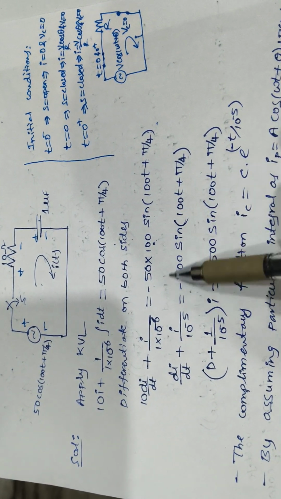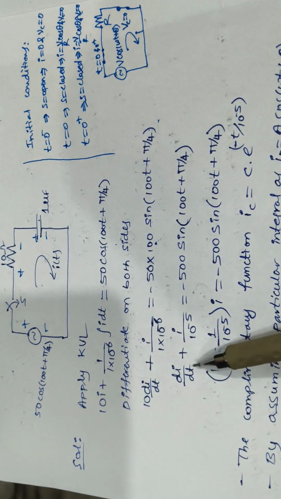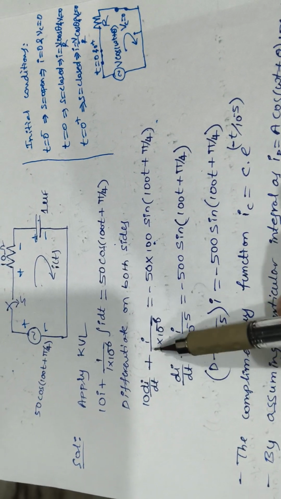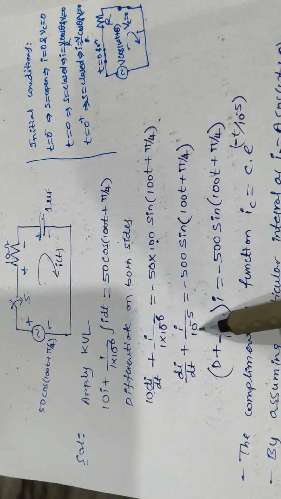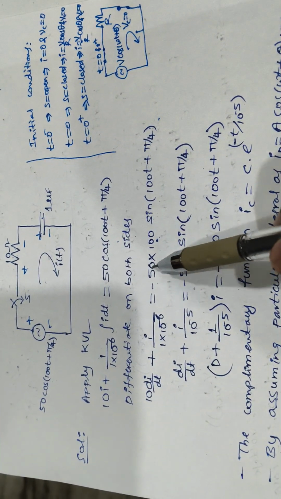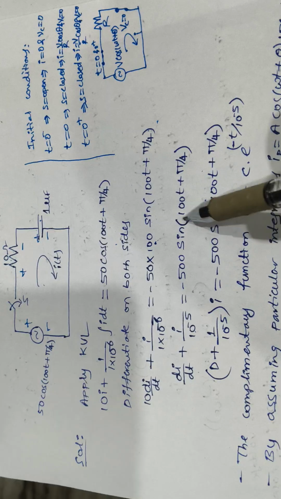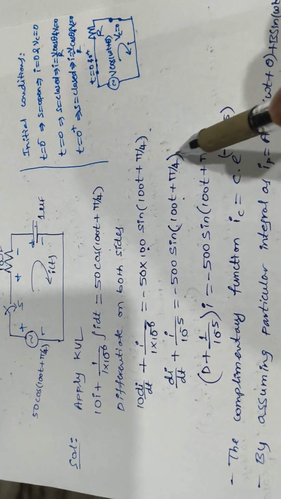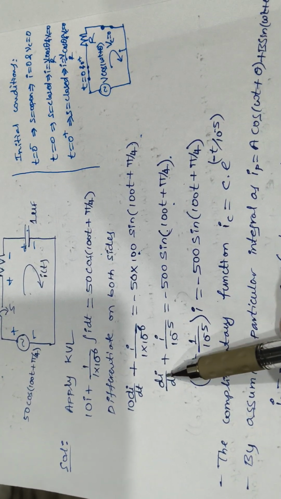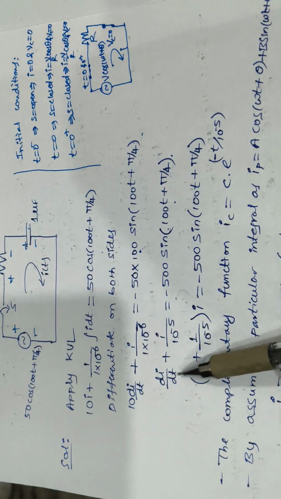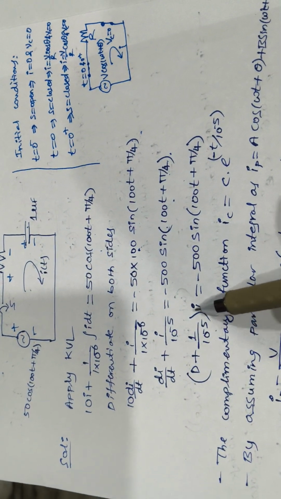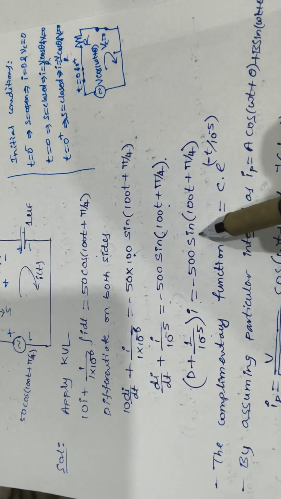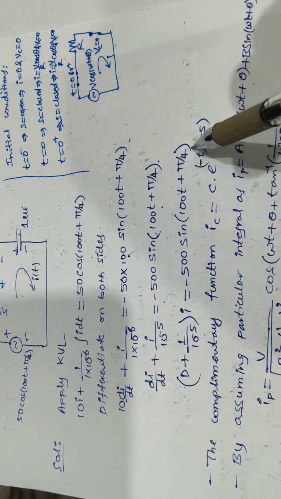Then I'll rewrite this equation as di by dt. I'll divide on both sides by 10, so that di by dt plus I by 10 power minus 5 will become minus 500 sine(100t plus pi by 4). So I can rewrite this, considering d by dt as D, as (D plus 1 by 10 power minus 5) of I is equal to minus 500 sine(100t plus pi by 4).